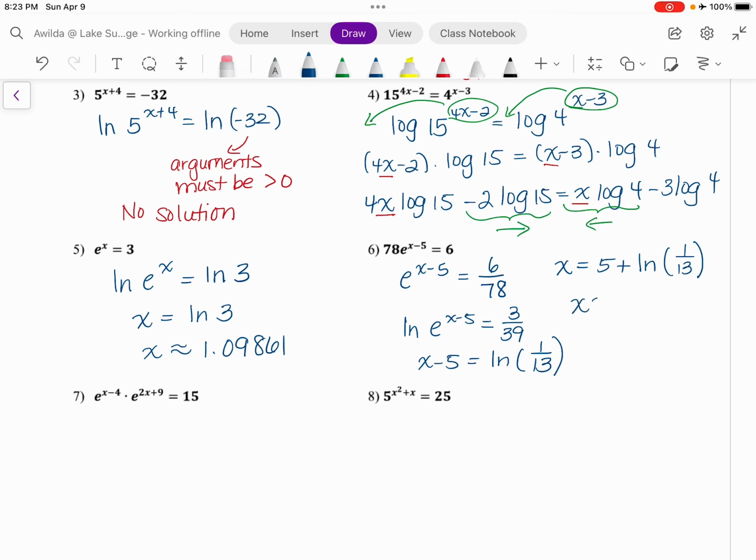If we want to approximate this answer, again, we can turn to any scientific calculator. And I have mine here on the side. 1 divided by 13, and then natural logarithm, and then add 5. I get approximately 2.435.